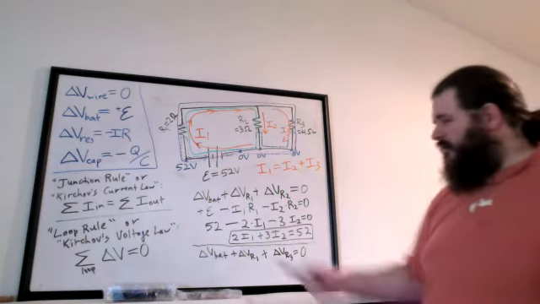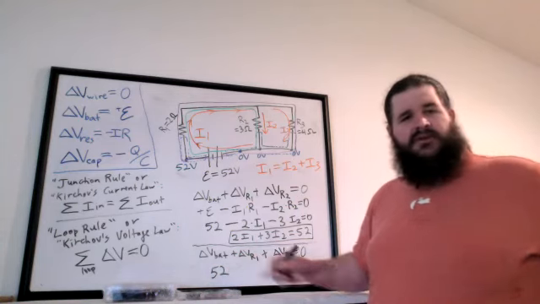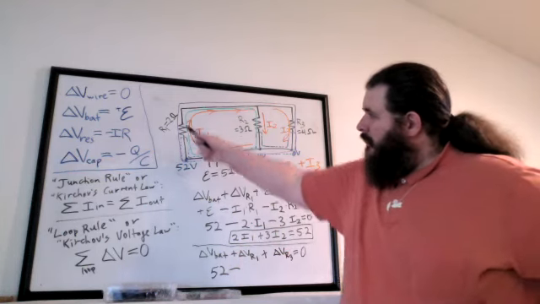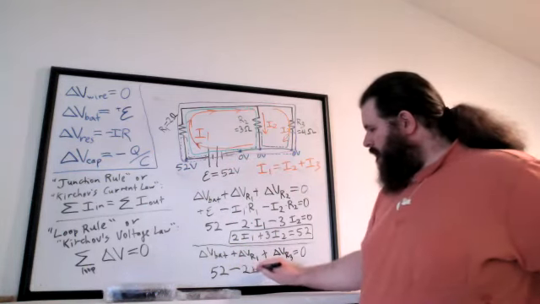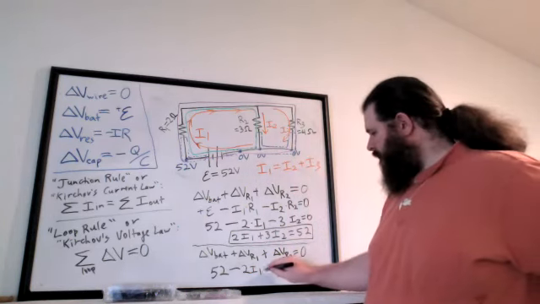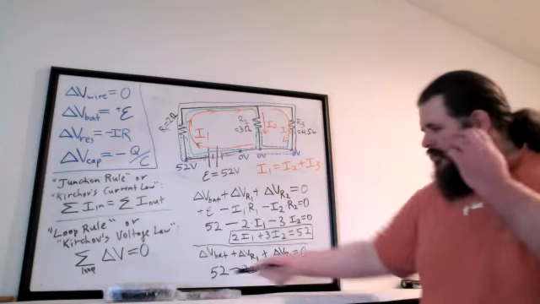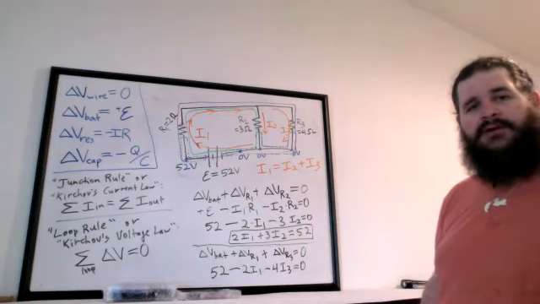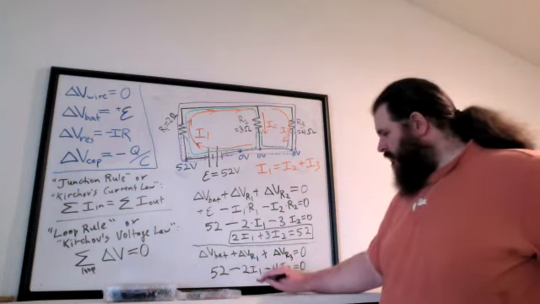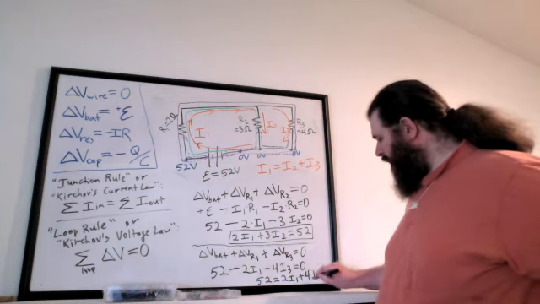If we fill in the values, delta V for the battery is still 52 volts. Any resistor is going to have delta V equal to negative IR. So for resistor 1, that's negative I1 times 2. And for resistor 3, we got I3 times 4. So there's our loop rule equation for the outer loop. And again, we could add these negatives to both sides and get 52 equals 2I1 plus 4I3.